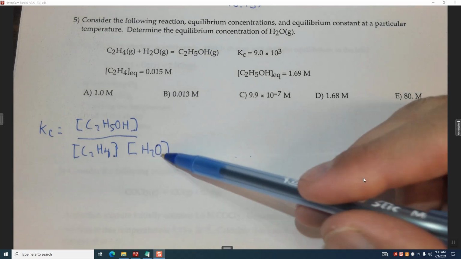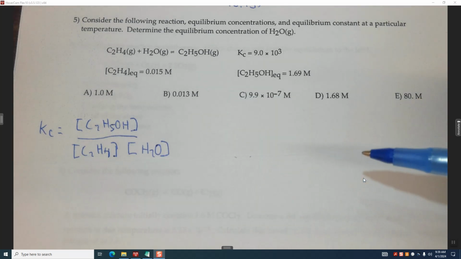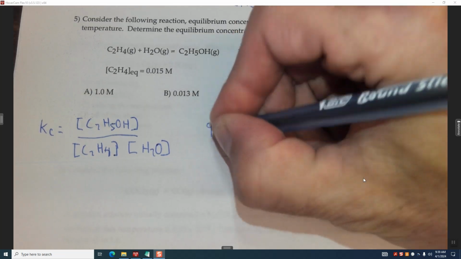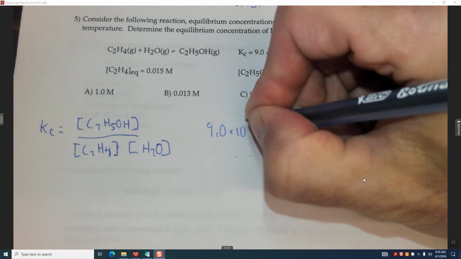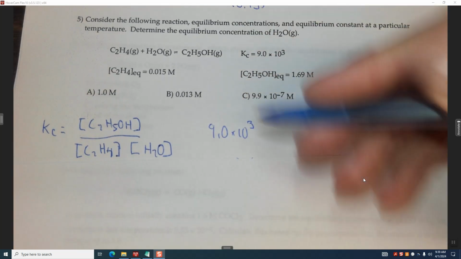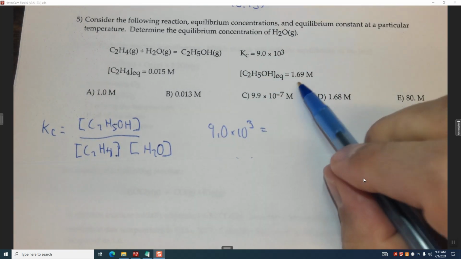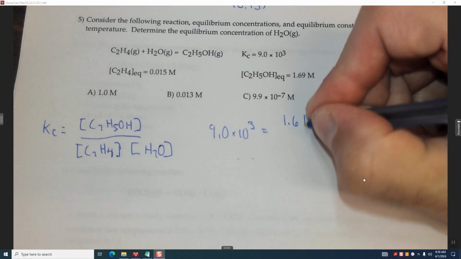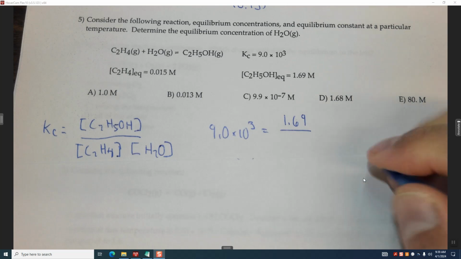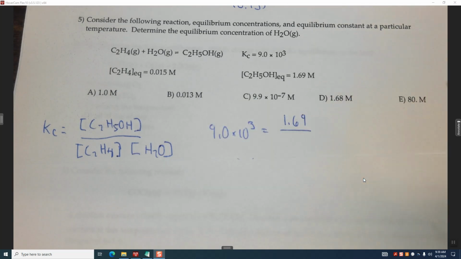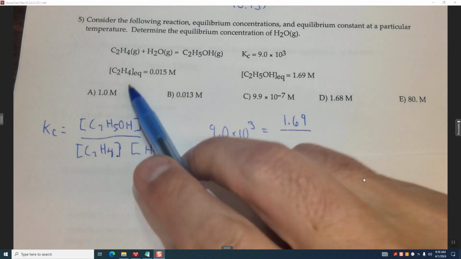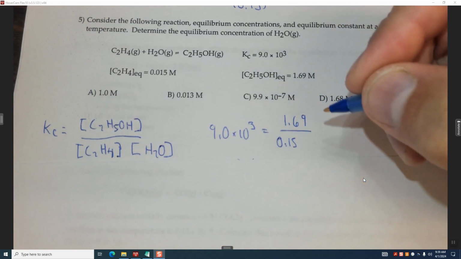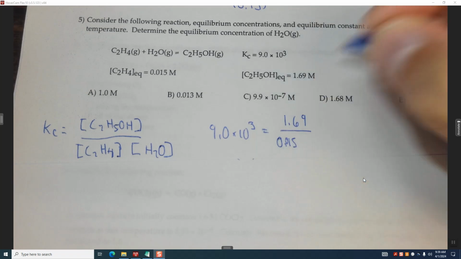In this case, we're looking for the concentration of H2O. So what we want to do is plug in what we know. Well, we know Kc. 9 times 10 to the 3 is Kc, so I'm just going to plug that in. Equals the concentration of ethanol at equilibrium. This is important, 1.69. We don't need to use an ICE table because these are not initial concentrations, they're equilibrium concentrations. The concentration of ethylene is 0.015.